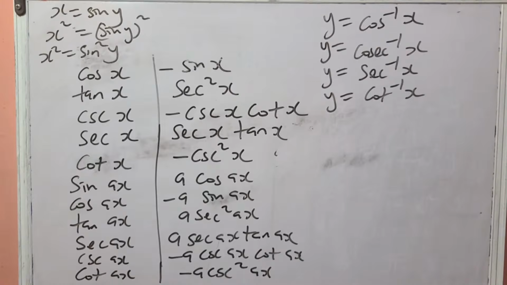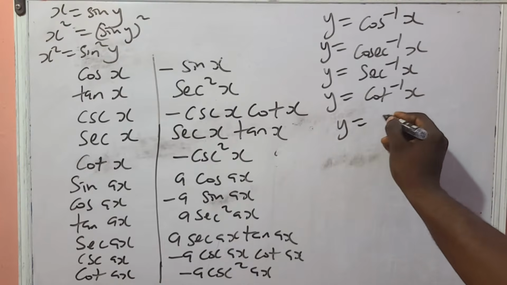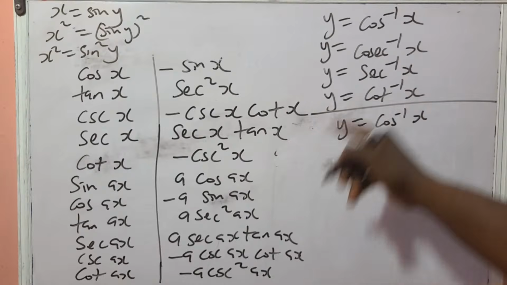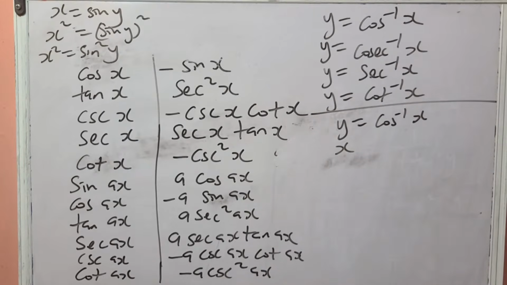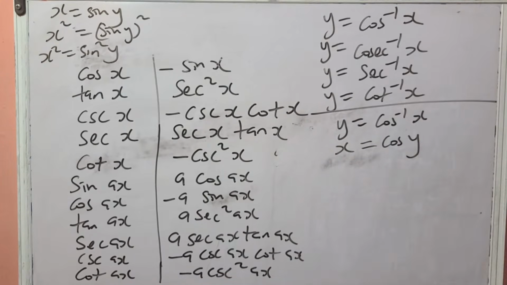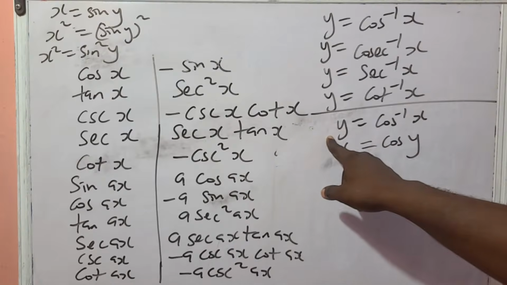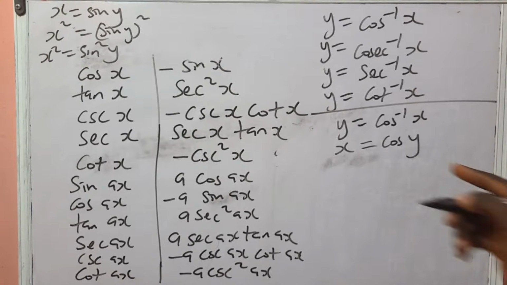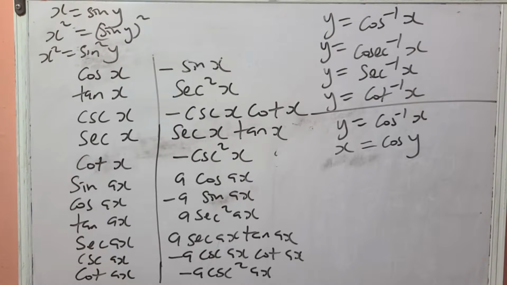Of course, the first thing, when you have y equals cos inverse of x, is to change x for y and change y for x. So you have x equals cos y. I'm sure I reminded you, I told you how to solve this already. You change x for y, you change y for x. All right.